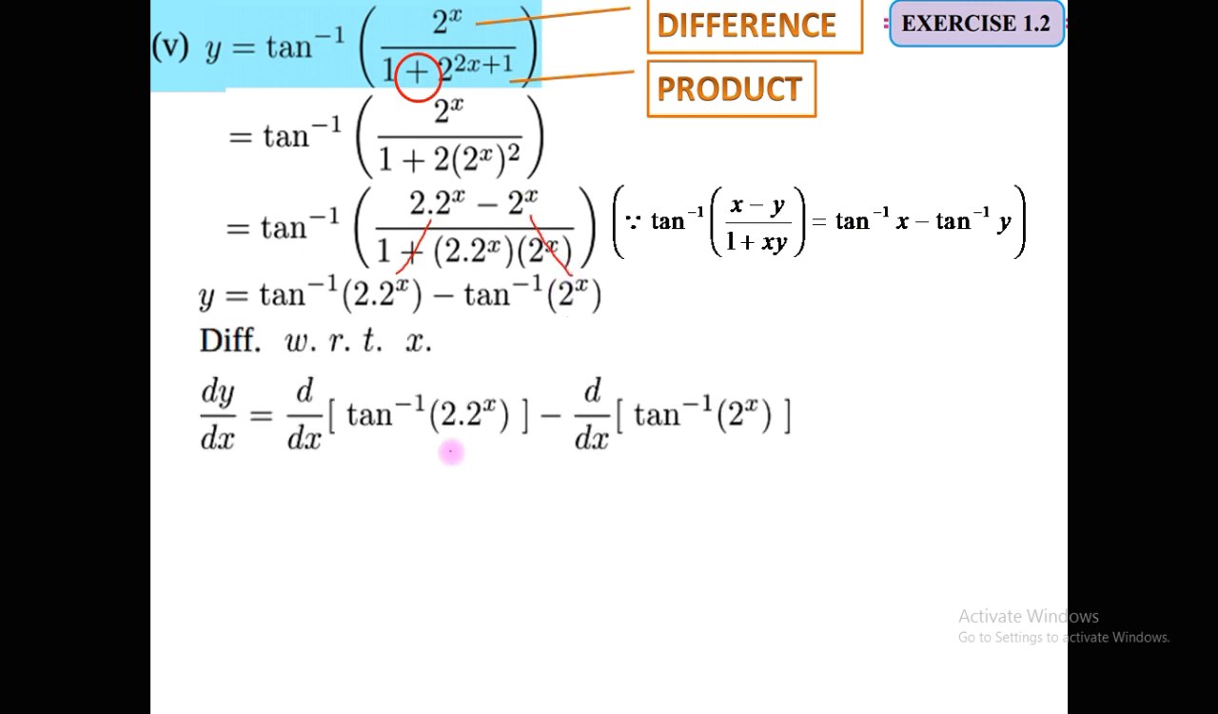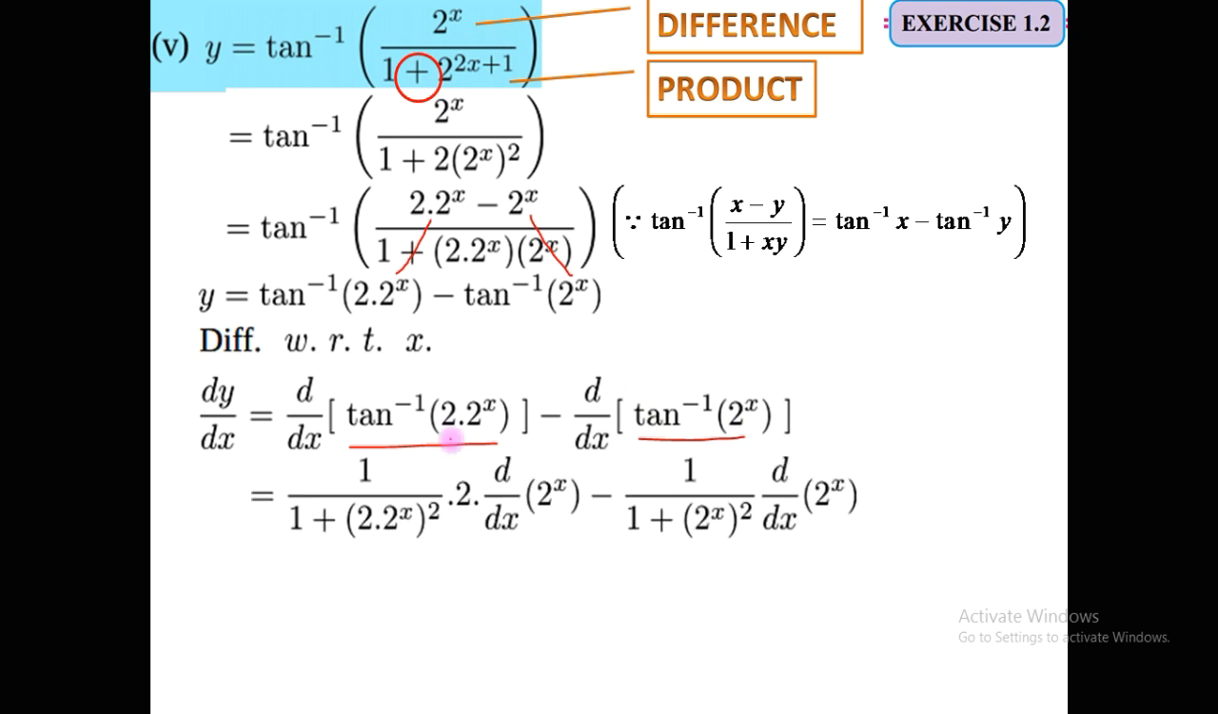I have to find the derivative. First the derivative of the first term and then the derivative of the next term. Finding the derivative of the first term is what we have done before: 1 upon 1 plus whatever term is there, squared, into the derivative of this term, out of which these 2 I have written outside, being a coefficient. And here this minus sign as it is, tan inverse of 2 raised to x, 1 upon 1 plus (2 raised to x) whole bracket square into the derivative of 2 raised to x.